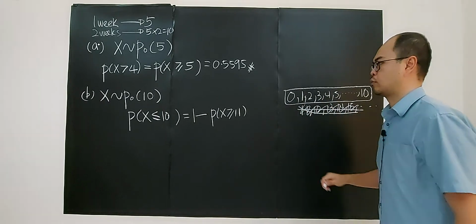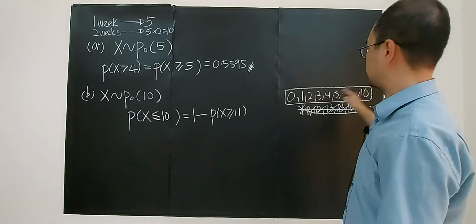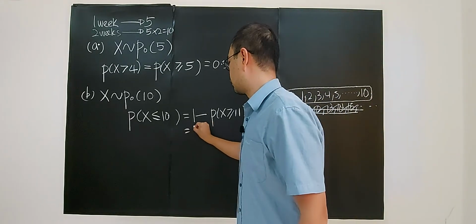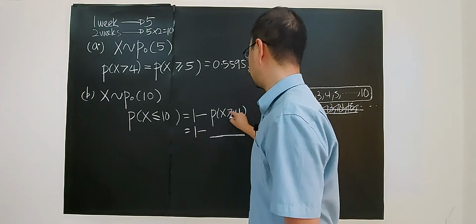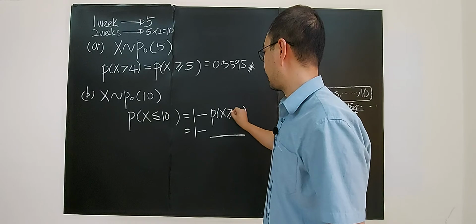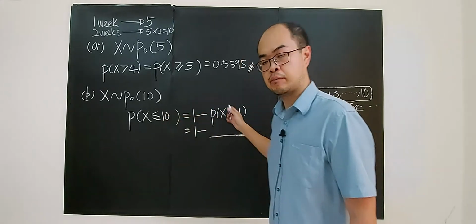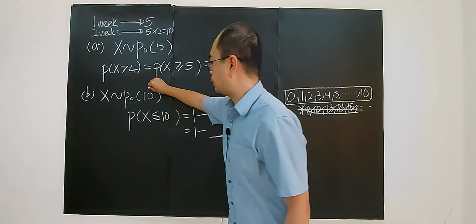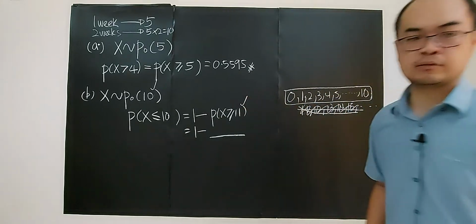11 and above, I don't want. I just want at most 10, alright? So then I can read from the statistical table the value of, as long as you have x greater or equal, that's why I convert it into this form. So you read the mean 10 and the value 11, right?